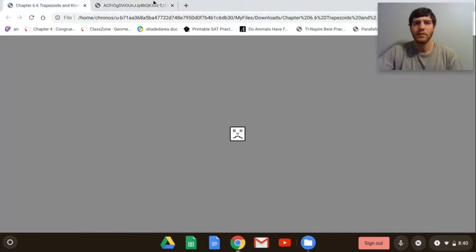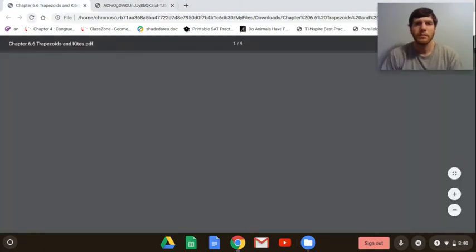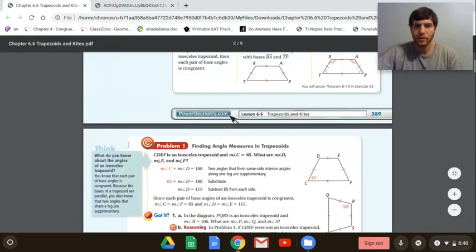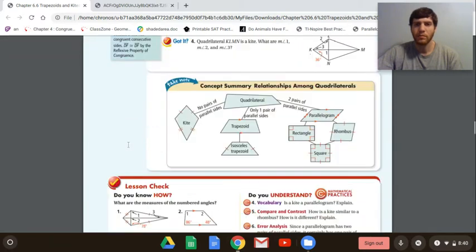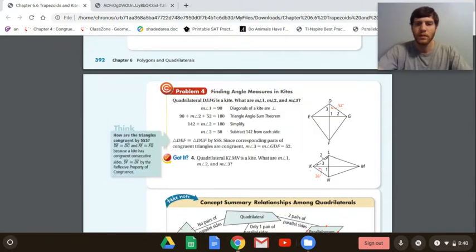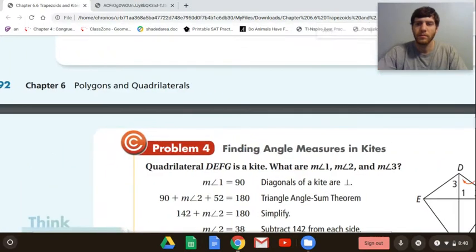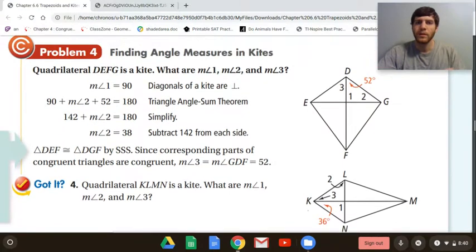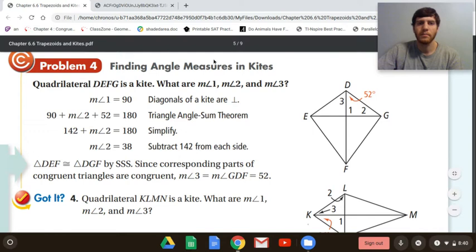I do have a couple examples here in the notes. Not sure why it was like that. I had it set up and ready to go. Okay, right here, problem 4 was the example we wanted to look at. Okay, so here we have a kite because it tells us the quadrilateral. Now the pen's gone too.